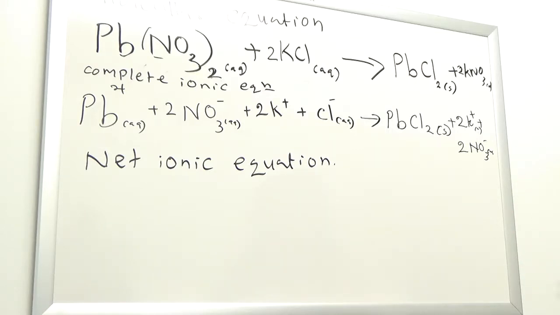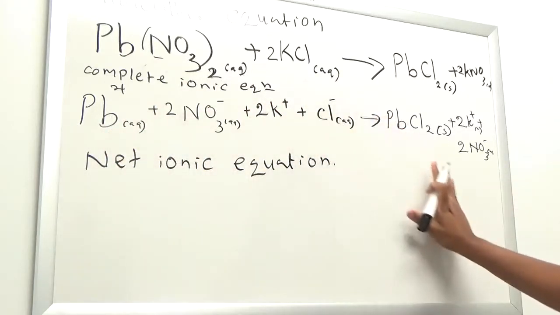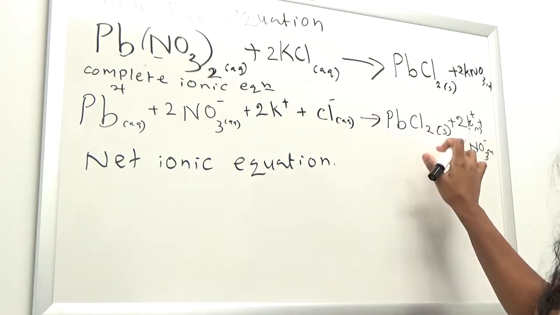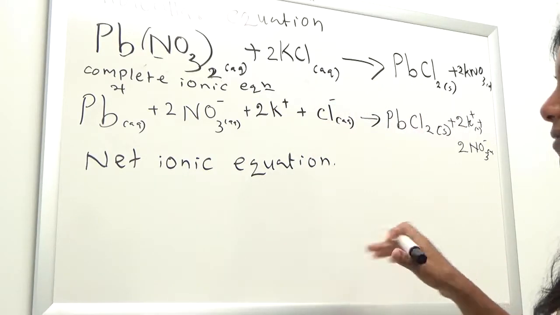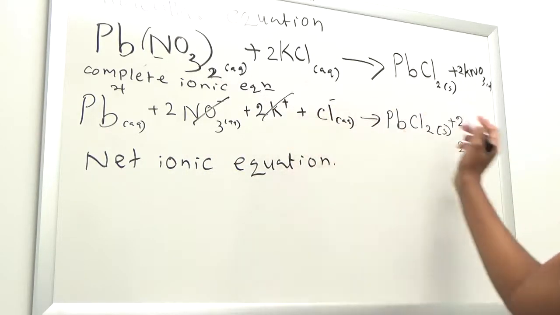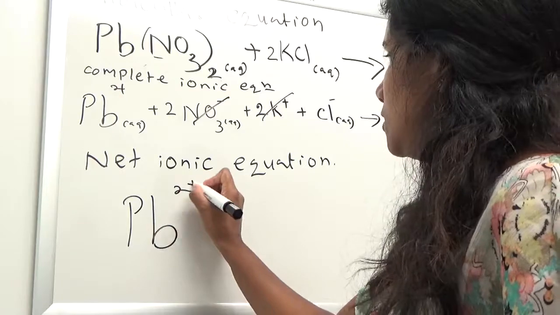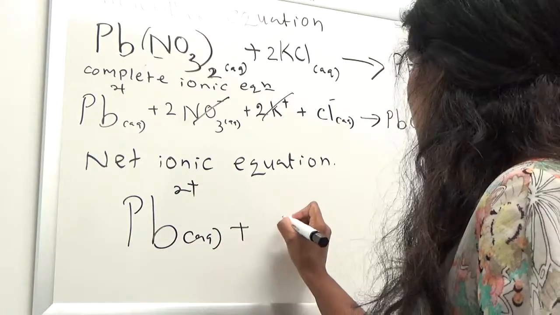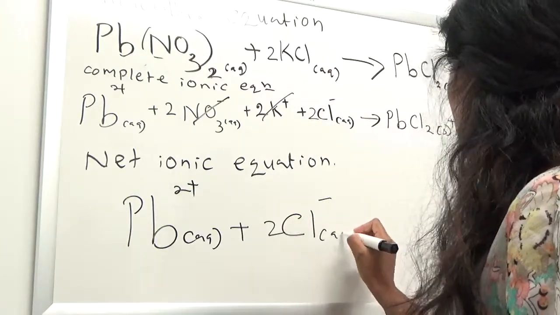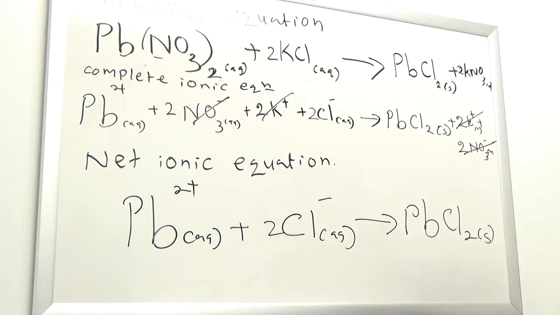So let's try to find the spectator ions. Is lead a spectator ion? I see Pb2+ here. Do I see lead 2+ on the product side? I do not. I see lead chloride as a solid. So it's not a spectator ion. NO3-, I see 2 NO3- on this side too. Cancel out. Potassium cancels out. So my net ionic equation is Pb2+ aqueous plus, I forgot this 2, 2Cl- aqueous goes to PbCl2. So this is the net ionic equation.